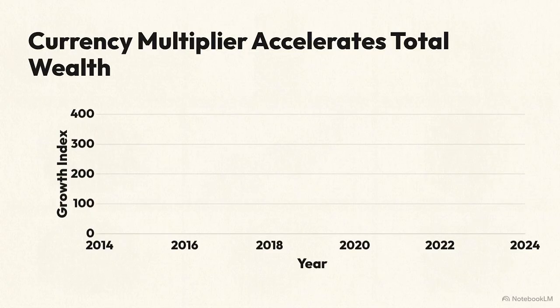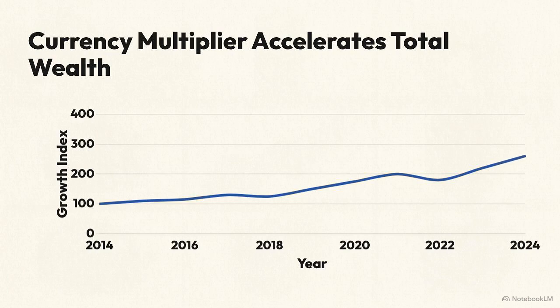This line graph traces the S&P 500's historical growth, illustrating the long-term upward trajectory of the U.S. stock market. Adding a second line tracking the U.S. dollar against the Indian rupee shows a multiplier effect. As the dollar strengthens, your rupee returns grow larger.